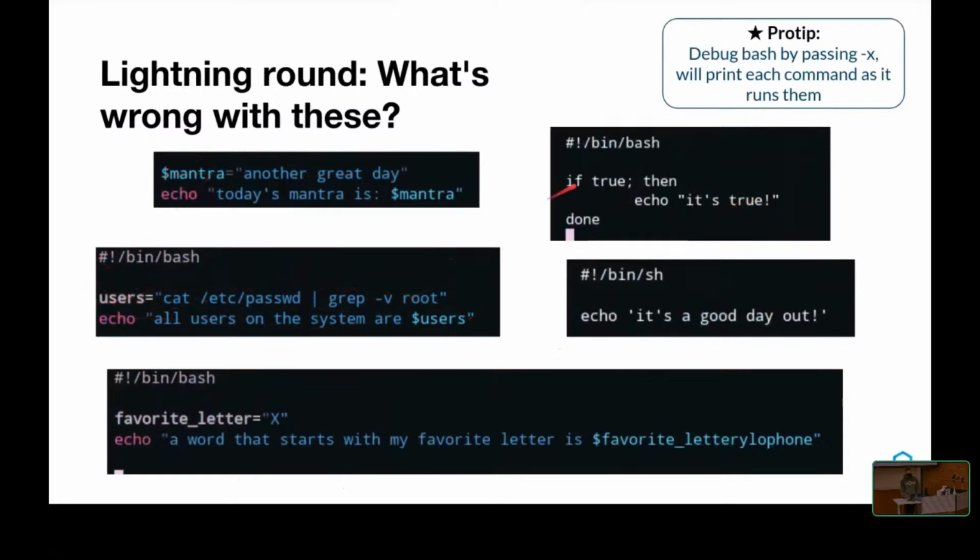The issue with this is it's if and done, which is not valid. It should be if and fi. The issue with this one is that you didn't escape the single quote, so it's going to say like, what is "sa good day out"? That's not a command. And the issue with this one is that you try to use a variable with no space. So favorite letter y-lophone is not a xylophone. So you're going to need to put curly brackets around the variable name to make it not think it's a big variable. That can be confusing, so I'm going to do an example for that one.